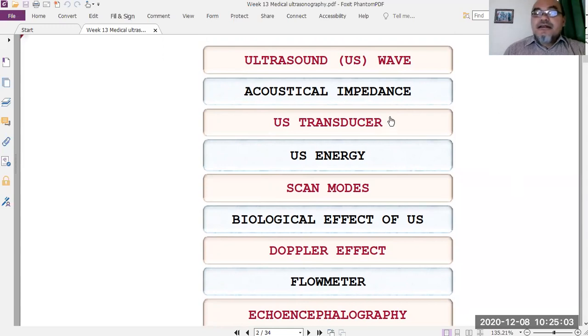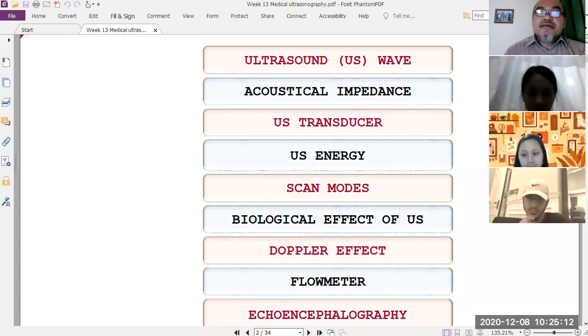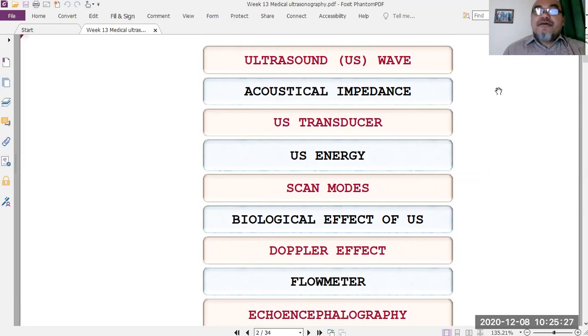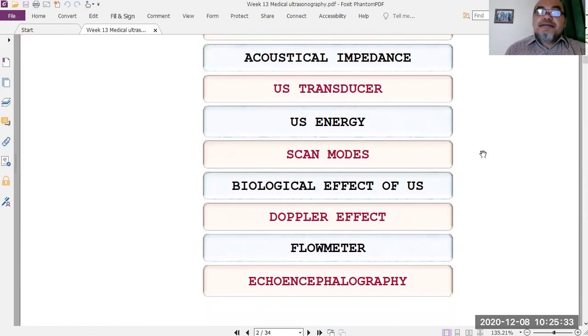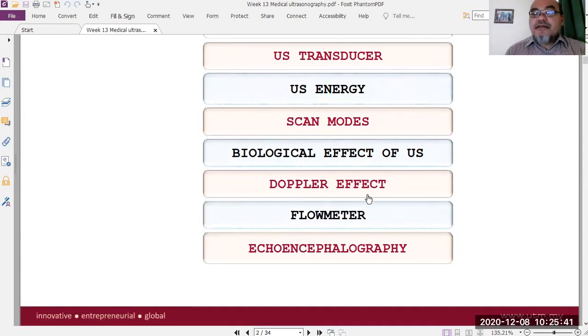Actually, we have touched a little bit on this in the previous semester, semester four, in the biomaterial class, as well as in the sensors and measurement class, where we introduced the transducer used for ultrasonography, which is basically made from piezoelectric material. Then we introduced ultrasound energy, the scan modes, the biological effect of ultrasonography, then some applications of ultrasonography itself.